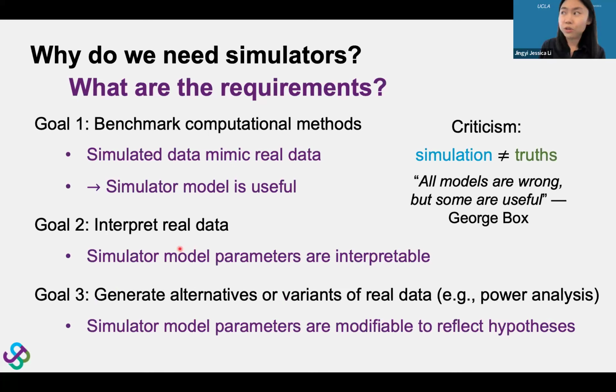The third goal is to possibly generate alternatives or variants of the real data. For example, power analysis is essentially doing this. We are generating different possibilities of the data and seeing how powerfully our method can discover the signals. Therefore, the simulator model parameters should be modifiable to reflect hypotheses. These are the three requirements I can think of to achieve the three goals.